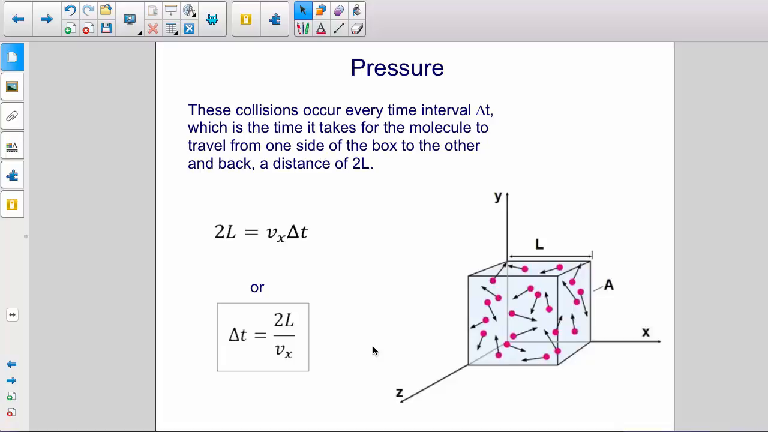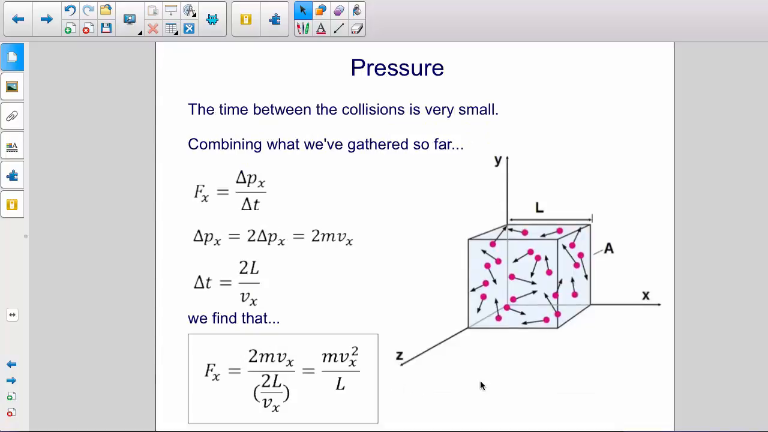So if the box has an edge length of L, then it's the time it takes for the particle to travel 2L. The way we can put this is that 2L is equal to the component of the velocity perpendicular to the wall times the time between collisions, delta T. Rearranging this, we get delta T is equal to 2L divided by V sub x.